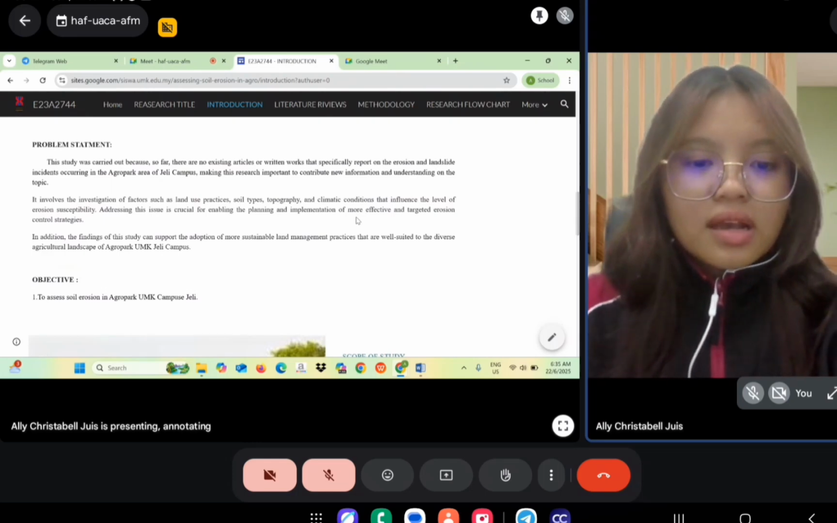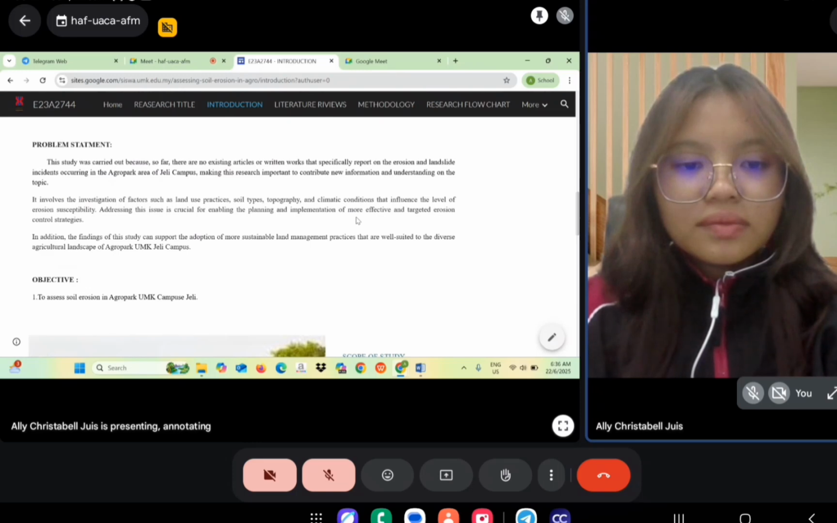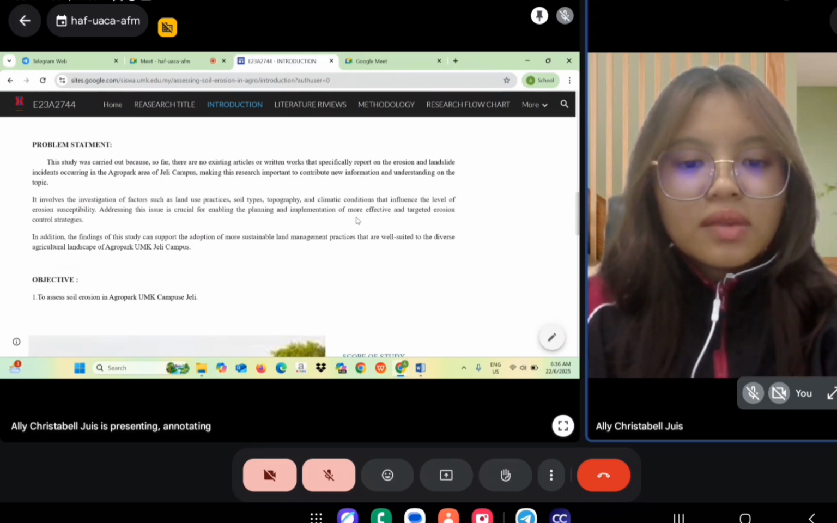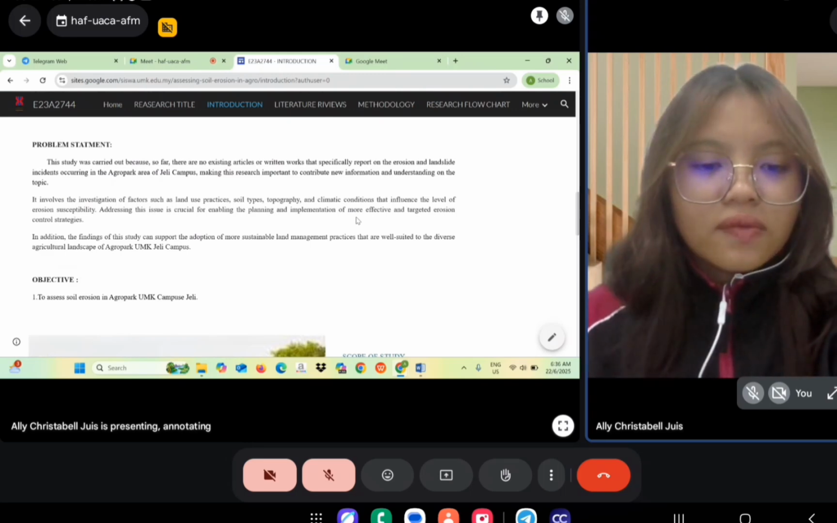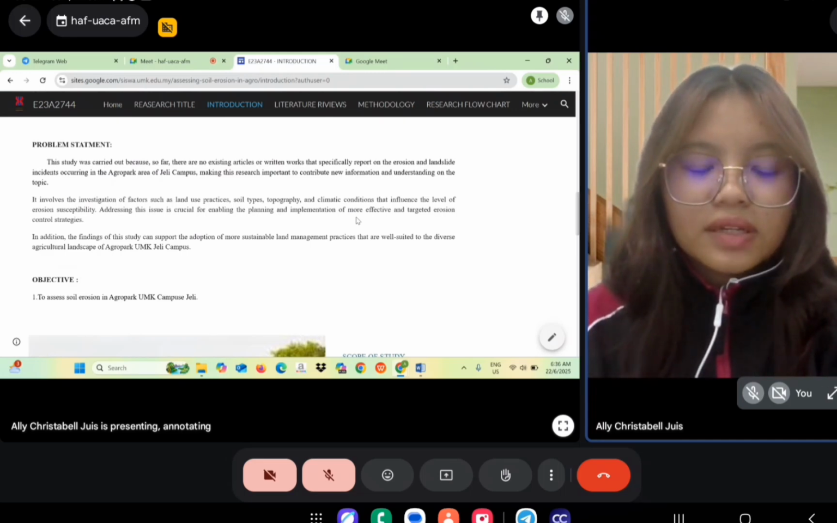Next, problem statement. There is currently no detailed study on soil erosion in Agropark UMK. This research fills that gap by investigating erosion factors such as land use and climate, and supports the design of targeted control strategies. The findings will help implement sensible land practices tailored to the Agropark's diverse landscape. The objective of this research is to assess soil erosion in Agropark UMK campus.